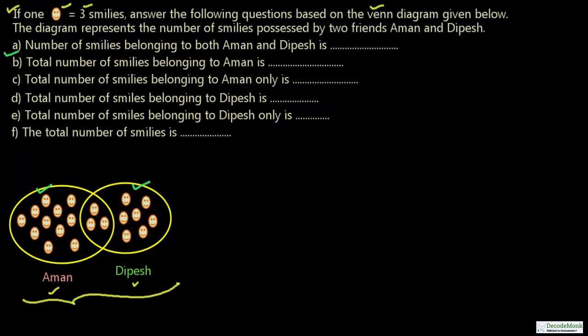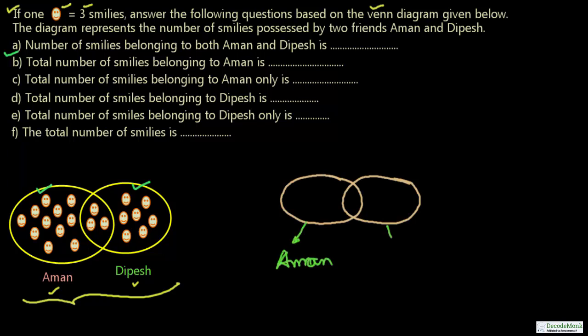Let us try to understand the message given by this figure. We have got two ovals over here. So now the thing is that this oval belongs to Aman and this oval belongs to Dipesh, and these ovals represent the number of smileys possessed by these two friends. So if you have got one smiley over here in Aman's oval, then that smiley belongs to Aman. So this smiley belongs to Aman.